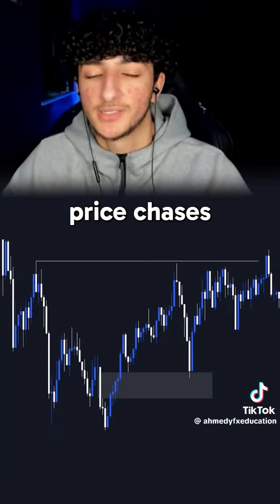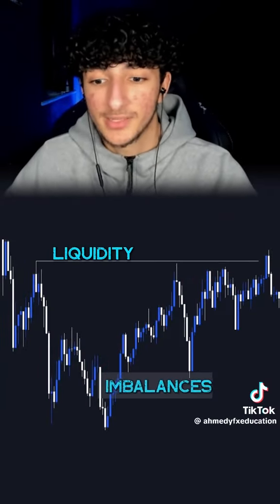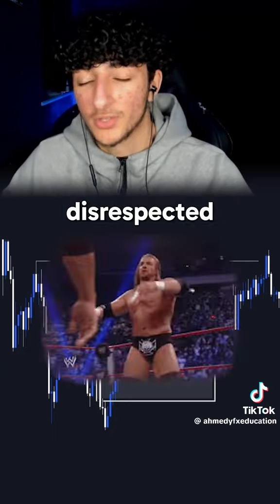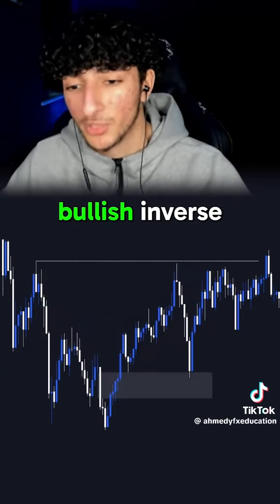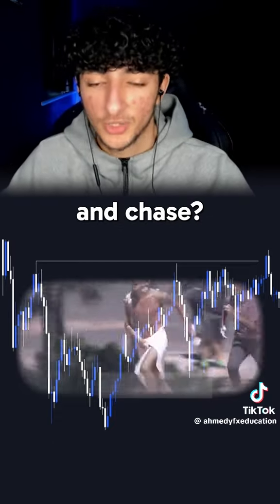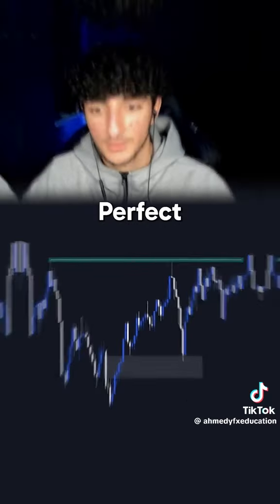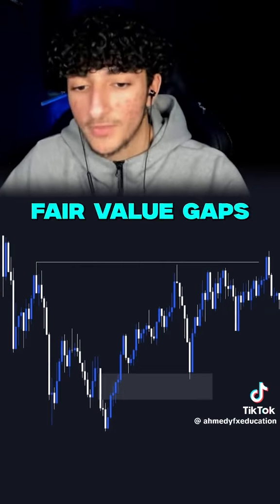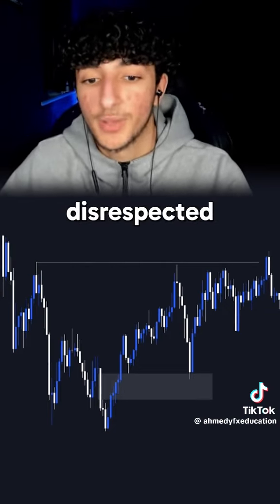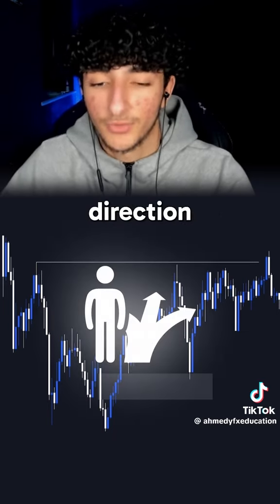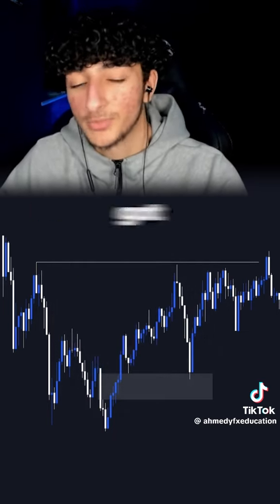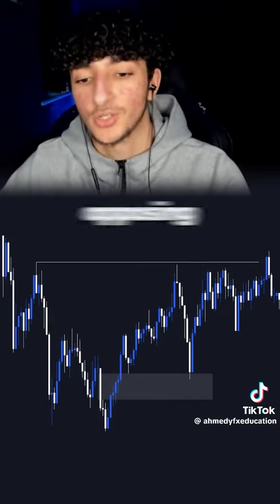And because price chases two things, liquidity and imbalances, after this bearish fair value gap got disrespected and then tapped into the bullish inverse, what do you think it's going to go and chase? High side liquidity. Perfect. Hopefully you've now understood inverse fair value gaps. Remember, we can use disrespected fair value gaps to determine price direction because we know that when fair value gaps get disrespected, price likes to chase opposing liquidity.